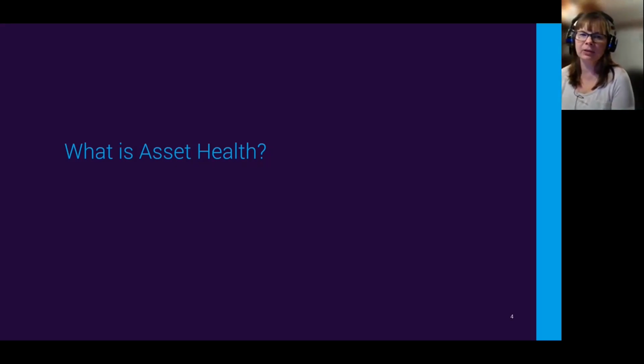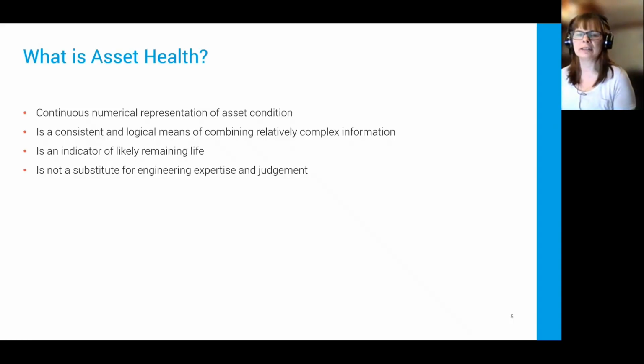So we're going to start by talking about what asset health is. So this is a nice clear definition. Asset health is a continuous numerical representation of asset condition. And you'll hear asset health, health score, health indices, health index. They all broadly mean the same thing. It's just a numerical measure of asset condition. It's a logical and consistent means of combining relatively complex information.